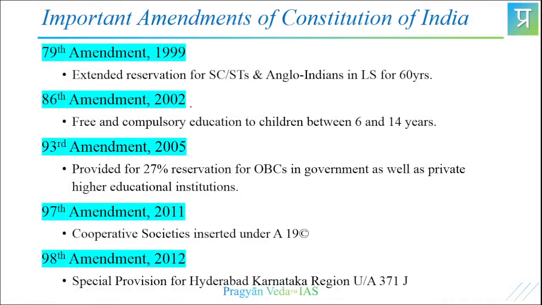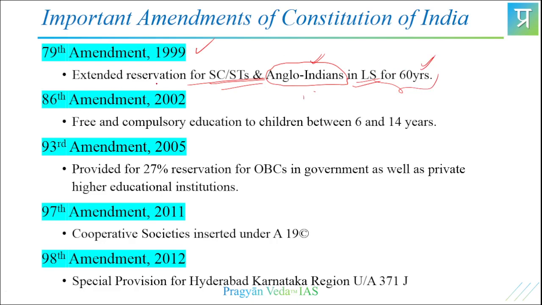Then we have the 79th Constitutional Amendment Act, which extended the reservation of SC STs in the Lok Sabha and other bodies to Anglo Indians, because there was a significant population post the Britishers left India. So to give representation for them, there was a provision given, and it extended for 60 years in future. Like that, the provision was made in the 79th Amendment in 1999.